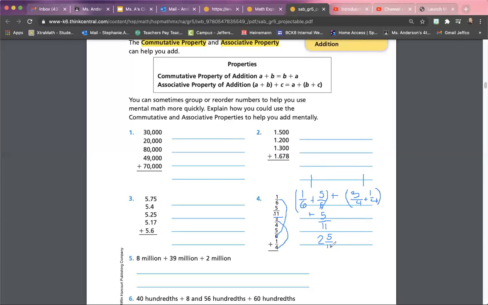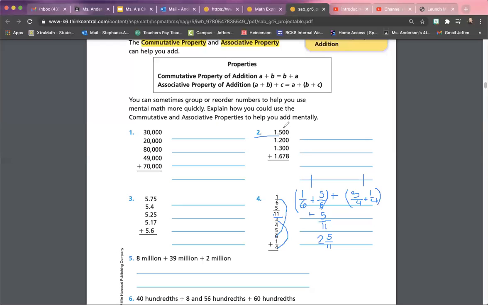Today isn't so much about going through the math and getting the exact answer. It's really about working through the mental math process. You being able to explain your steps. Why did you add those first? Why did you add those next? Why did you add those last? And finding those groups.